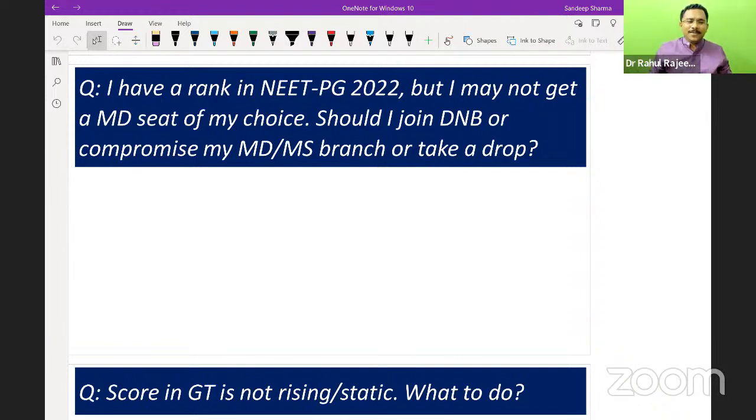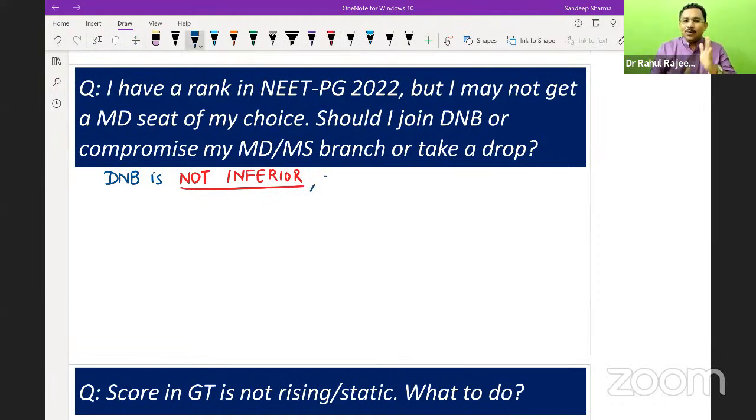Okay, so this is a common query that is asked by students. First of all, I want to tell you that, see, MD versus DNB, there are many DNB colleges which are at par or maybe even better than the MD colleges. So if your aim in life is private practice, then even DNB at most of the hospitals is almost considered equivalent to MD.